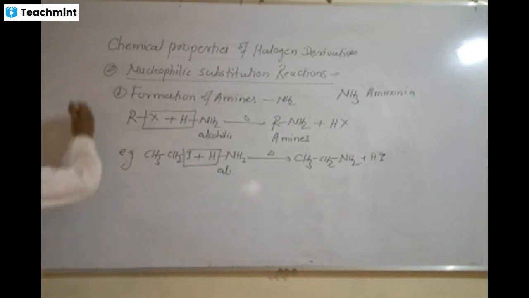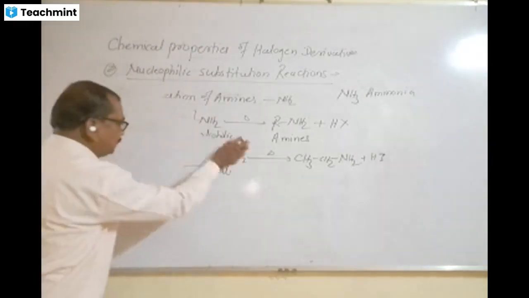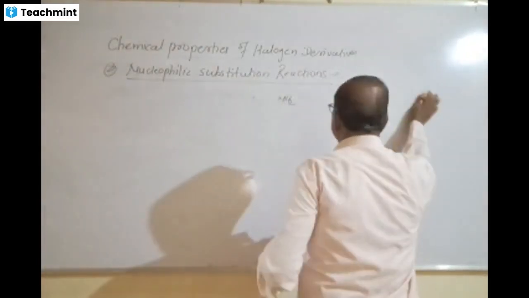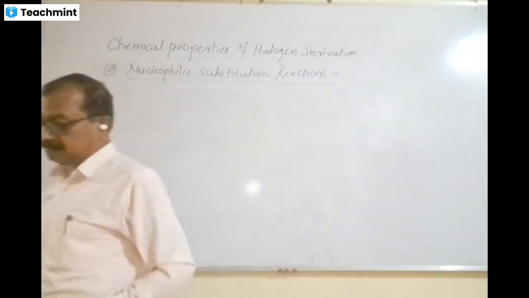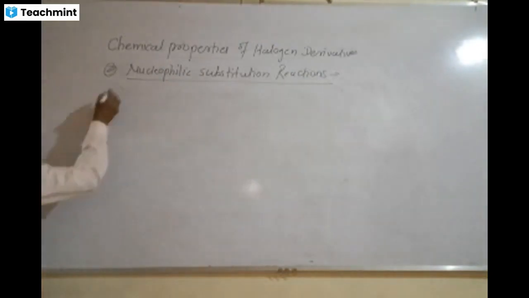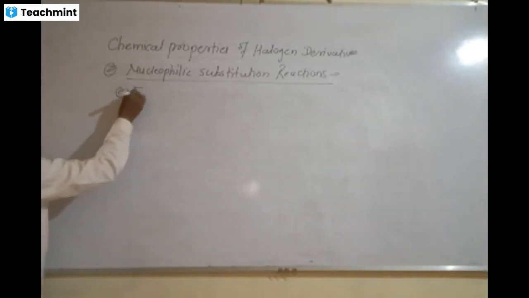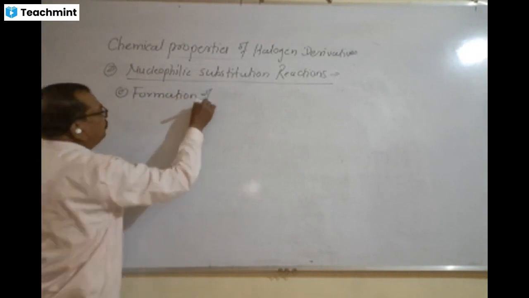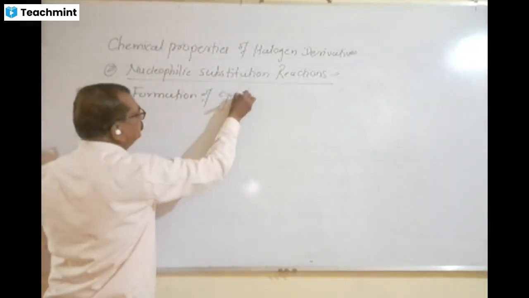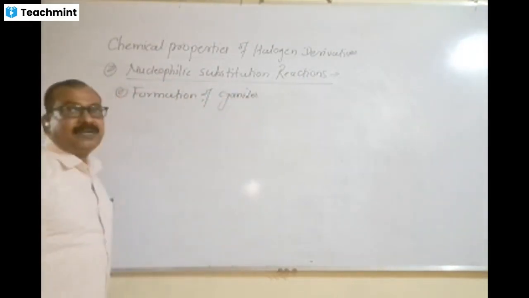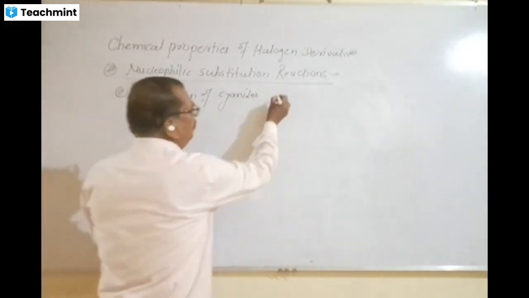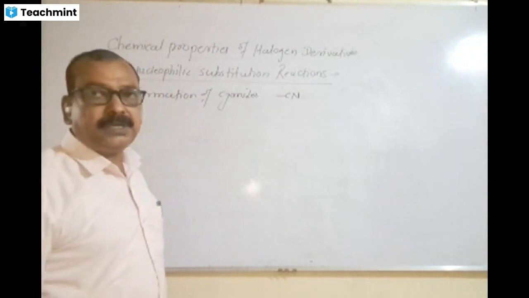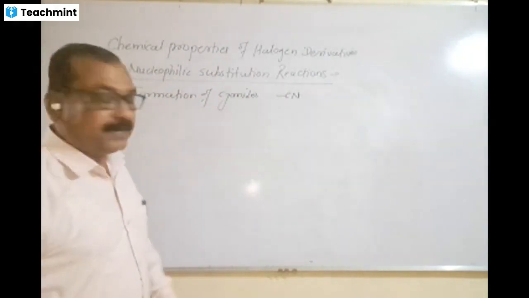The next reaction, fifth substitution reaction, formation of cyanides. And what are cyanides? Organic compounds containing the CN functional group. CN functional group compounds are called cyanides.